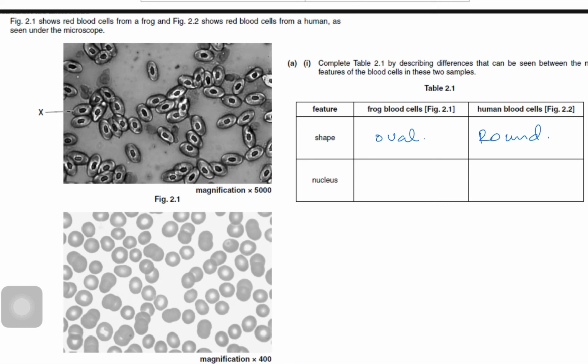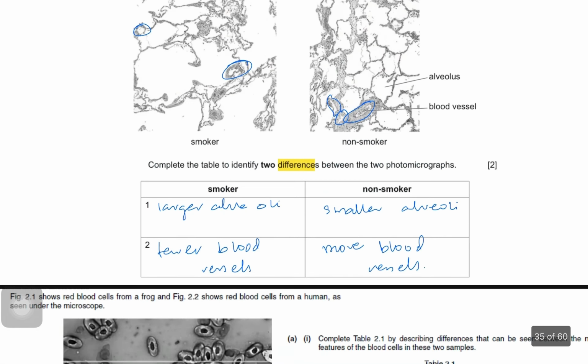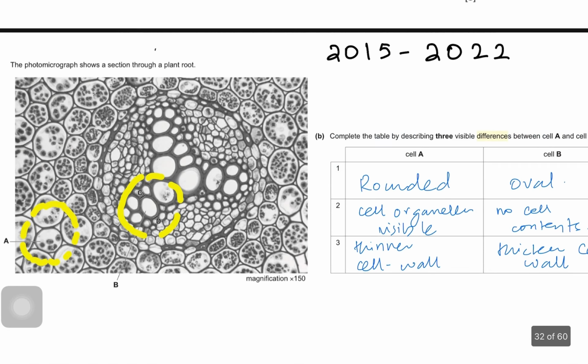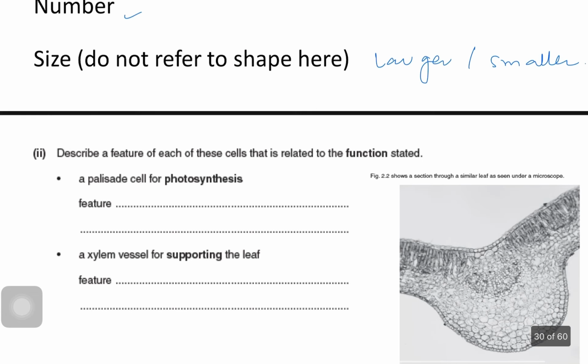When you talk about nucleus, you can clearly see that the nucleus is visible here and nucleus is absent here. So that's an additional feature. So here you can see how we did differentiation between various structures.